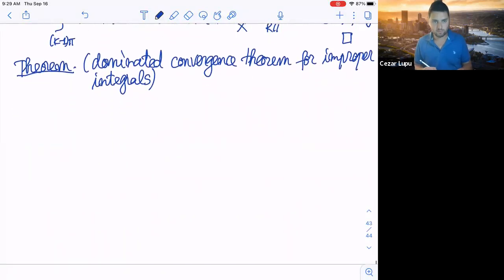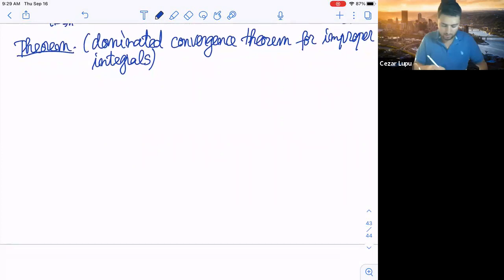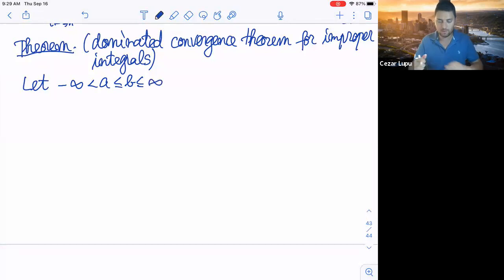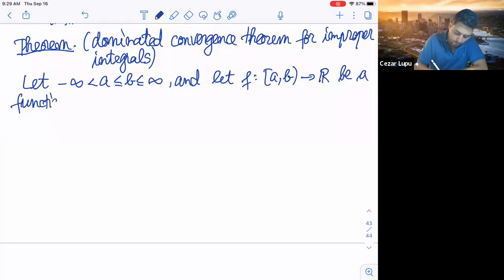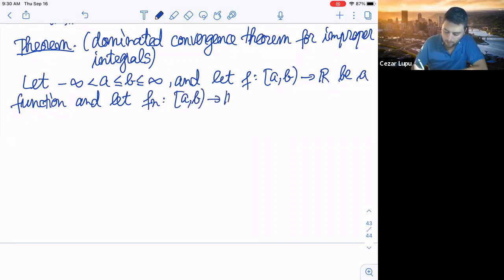All right, so the statement. Let's say negative infinity less than a less or equal than b less or equal than infinity. So we will allow positive infinity. And let a function f, defined like we have previously seen, from the interval [a, b), closed at a and open at b, be a real-valued function, and let f_n defined on [a, b), real valued as well, be a sequence of functions.